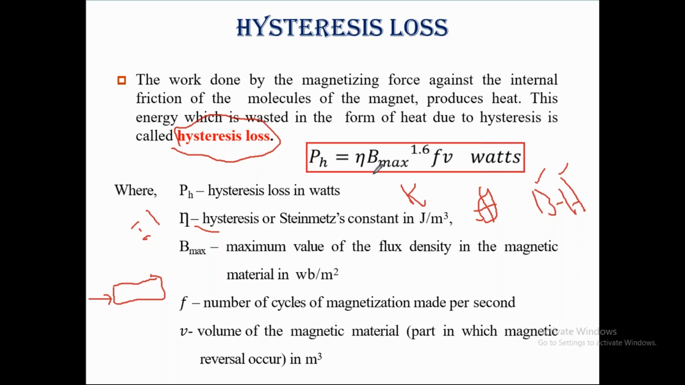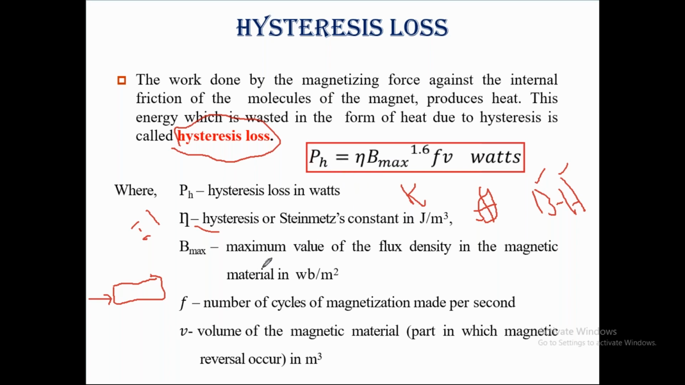Okay? So that is given by the Steinmetz constant. The Steinmetz constant gives the tensile strength of a particular material. But some metals, even if you heat them, you cannot break easily. So it means it has more tensile strength. Based on this, the hysteresis loss will happen.